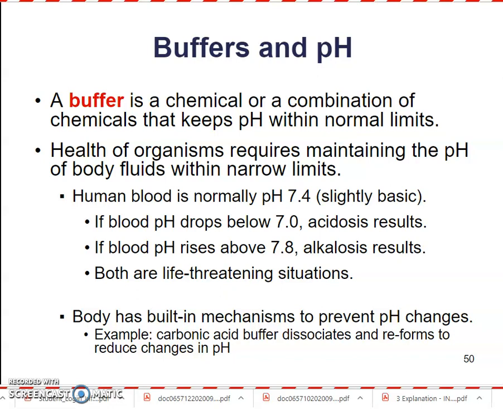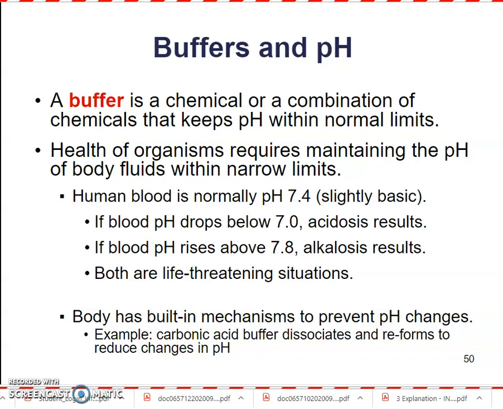Human blood is normally about 7.4. Okay, so it's not exactly neutral. If the pH drops below 7, acidosis results. If it gets above a 7.8, then alkalosis results. Sorry guys, having trouble with that word. Okay, it gets too basic. Both of those are life-threatening. You want the pH of your blood to stay right at 7.4. If it doesn't, then bad things can happen.